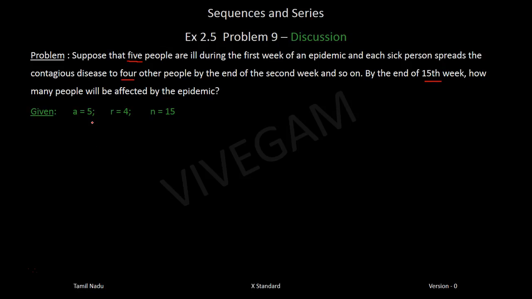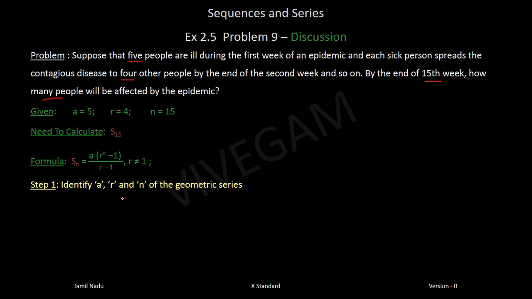Okay, a equal to 5, r equal to 4, n equal to 15, and you are asked to find how many people. So which means we are asked to find Sn, right? So S15 is what we are asked to calculate, and what's the formula? Sn equal to a into r to the power of n minus 1 divided by r minus 1. r is greater than 1, so you have to use this formula. And you know a, r and n.